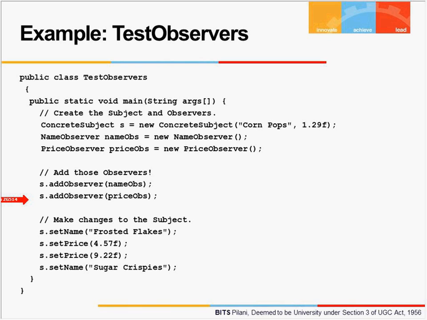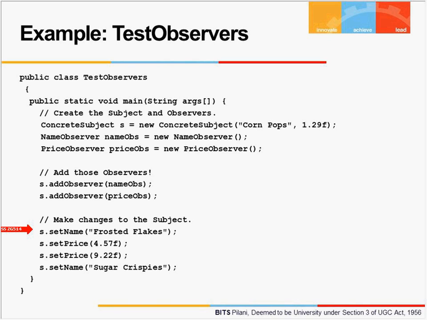Whenever you have to delete, you delete from that array list, and whenever you have to notify the observer, you iterate through that array list and invoke the update method of all the observers. Then dot set name. When the name is set, your name observer will be notified.